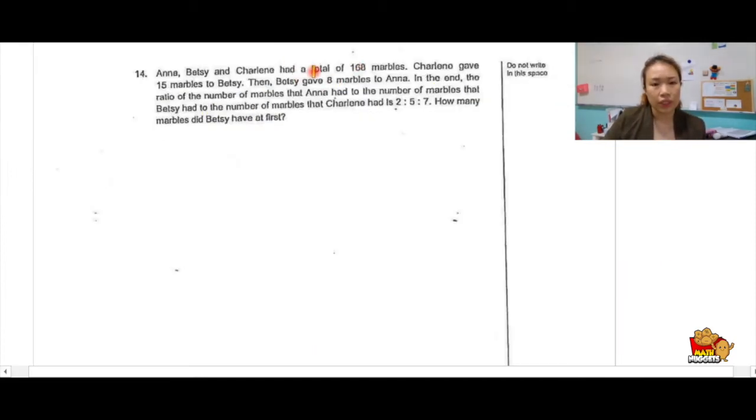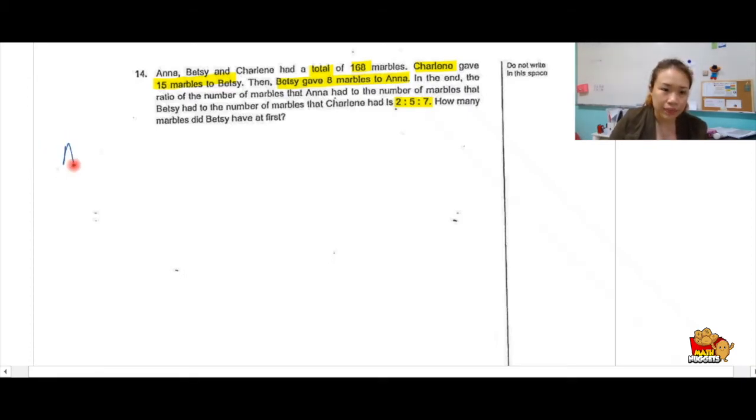Question 14, we know that at the beginning, the 3 of them, A, B, C, had a total of 168 marbles. And they tell us that C gave 15 to B, B gave 8 to A. In the end, the ratio, 2 to 5 to 7. Now, if you notice, what's going on in this question is that they transferred to each other, right? I give you, you give me, you give the other person. So it's just between the 3 of them, which means the total didn't change.